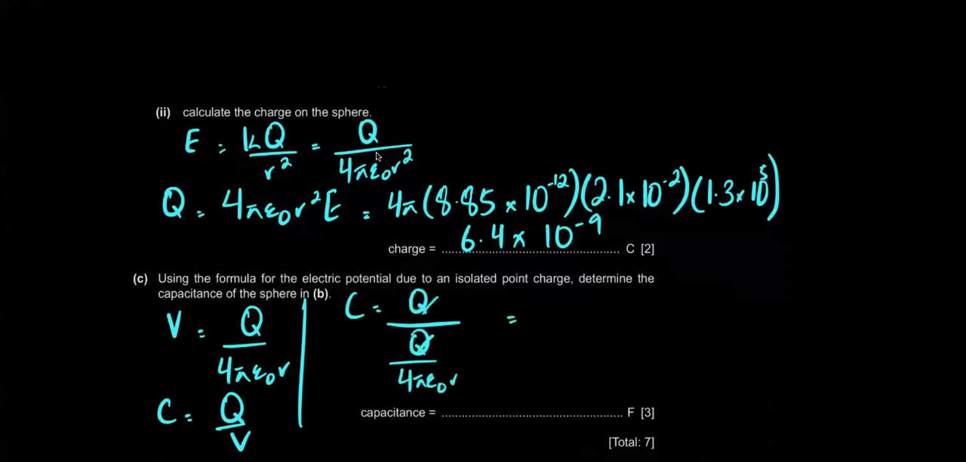So Q is canceled. So this becomes 1 upon 4 pi epsilon naught R, which is 4 pi epsilon naught R. So if I'm talking about the capacitance of the sphere, so that would obviously be at the radius of the sphere. So 4 pi epsilon naught, so 4 pi into 8.85 into 10 to the negative 12 into the radius, which is 2.1 centimeters. So 2.1 into 10 to the negative 2. So this turns out to be 2.33 into 10 to the negative 12, or just to 2 SF, 2.3 into 10 to the negative 12.